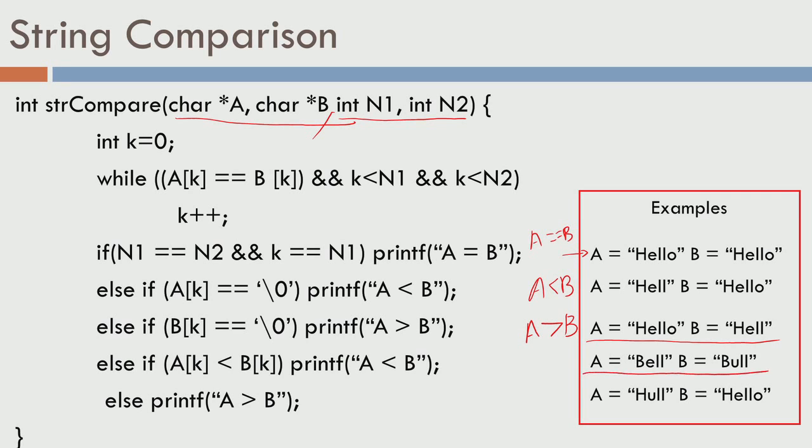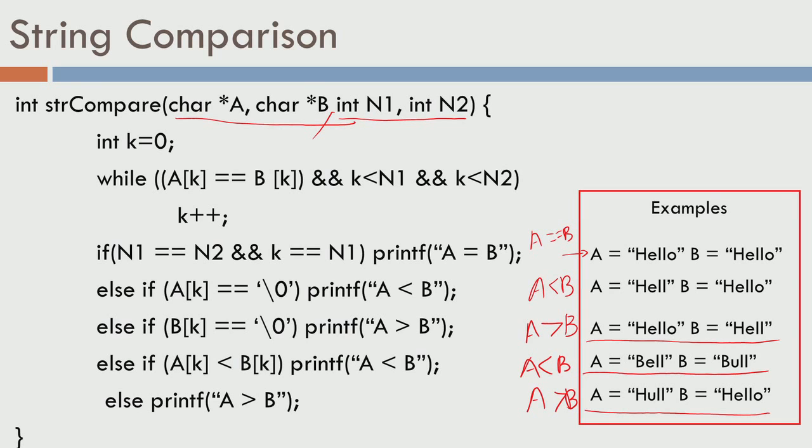Then in this example, they both are of the same length, the length does not matter, but if you look at the second character, there is E here and there is U here, therefore, in the dictionary bell will come before bull, therefore, string A is before B. And in this example, hull and hello, hull will come in the dictionary after hello, so we have A greater than B. These are some examples. I want to be able to handle all such cases.